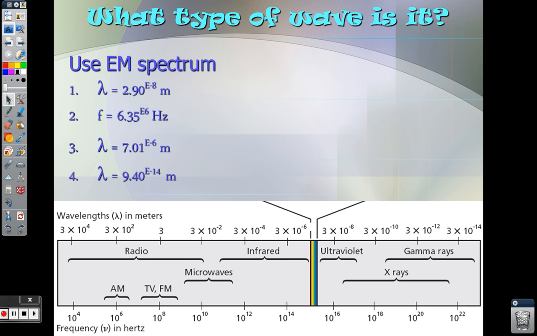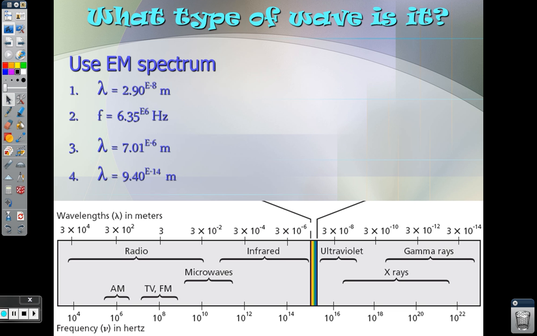All right. So what you do with this is you're going to look at these values and determine what type of wave it is by looking at your spectrum. Okay? So there's two scales here. At the top we have wavelength, and at the bottom we have frequency. So you need to determine whether the value you're given is a wavelength or a frequency. So number one, is this a wavelength or is it a frequency? Wavelength. So we're going to be looking along the top here at these values. Where does this fit? Yeah, it's right here. -8, right?